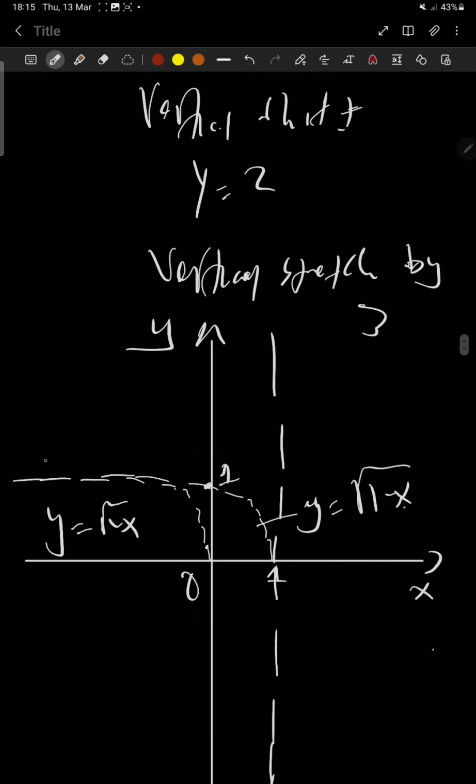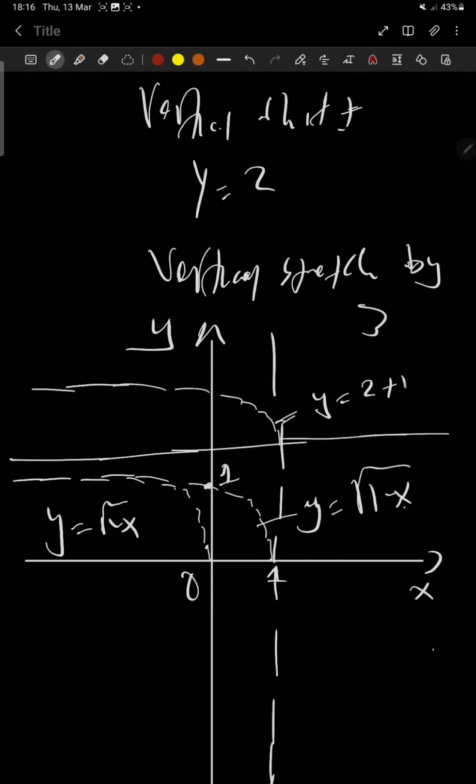After that it goes to 2. So you can draw 2 here. So to move from 1 to go to 2, this graph here is y is equal to 2 plus the square root of 1 minus x. If you want to know this point, you replace x with 0 there. So this will be 3, isn't it?